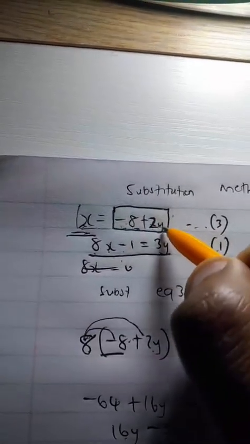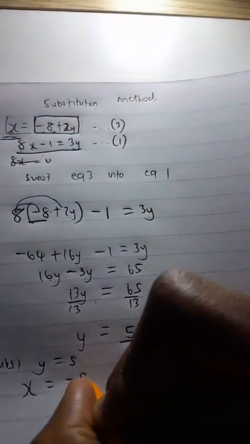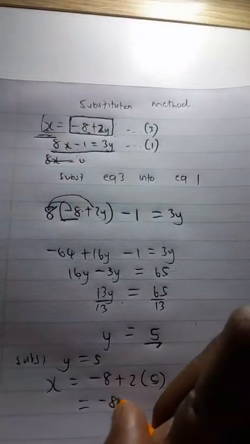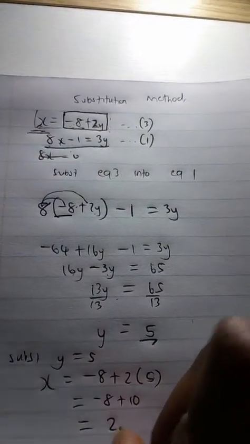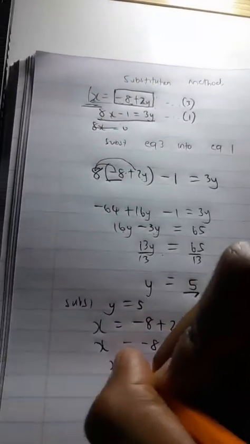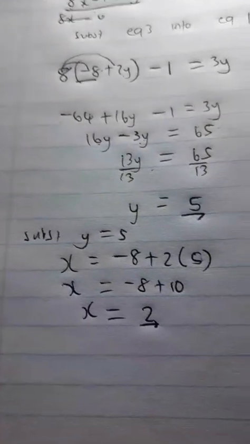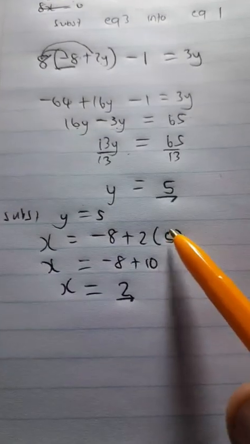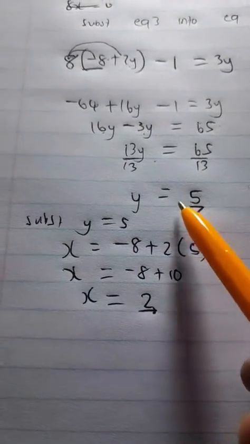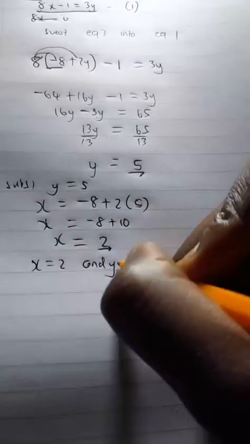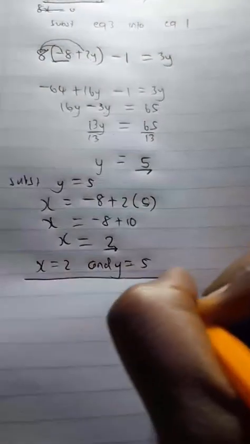Now you can say x is equal to, in the place of y, you're going to substitute what? 5. So I have minus 8 plus 2 into 5. That's negative 8 plus 10, which is positive 2. So x is equal to 2. They said determine the values of x and y. So I've got them. X is equal to 2 and y is equal to 5.